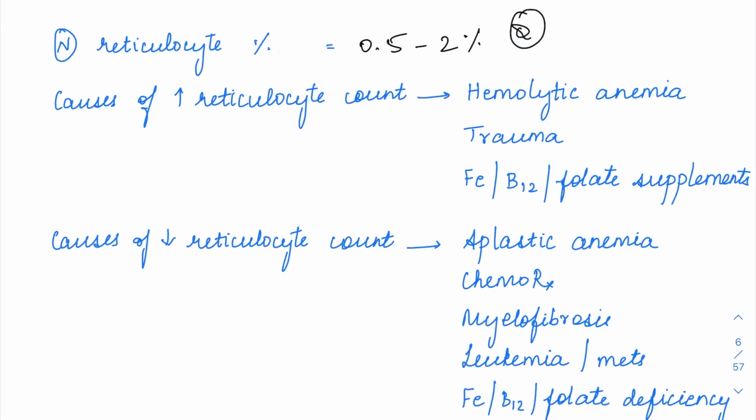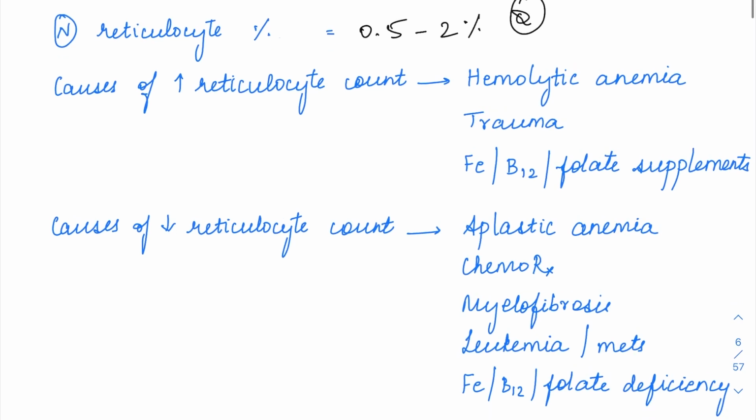So, in what conditions do we have an increase in the reticulocyte percentage or the reticulocyte count? So, whenever the RBCs are being lost.